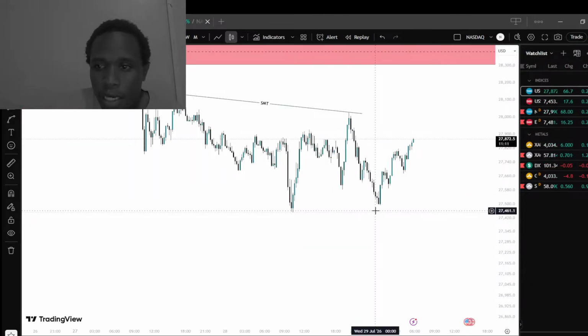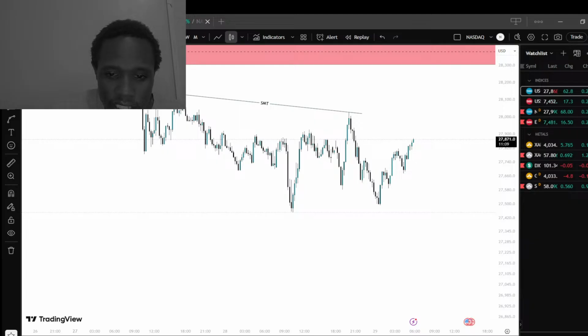So that's it for today. Like I said, it's a quick one because we are just building on the narrative that we did yesterday, the weekly and the daily. Right now we are just playing with the 1 hour and 4 hour charts to look for trades in our direction of the weekly draw on liquidity and daily draw on liquidity.